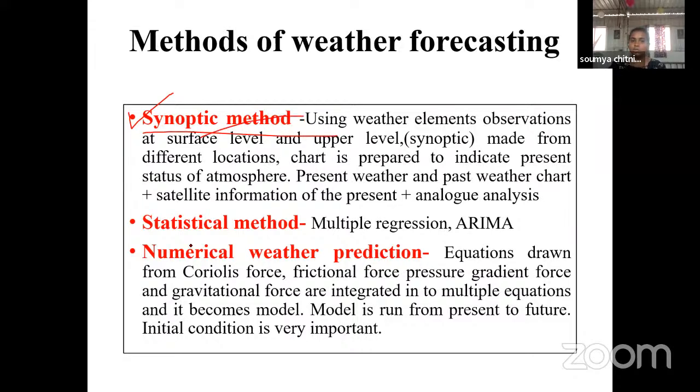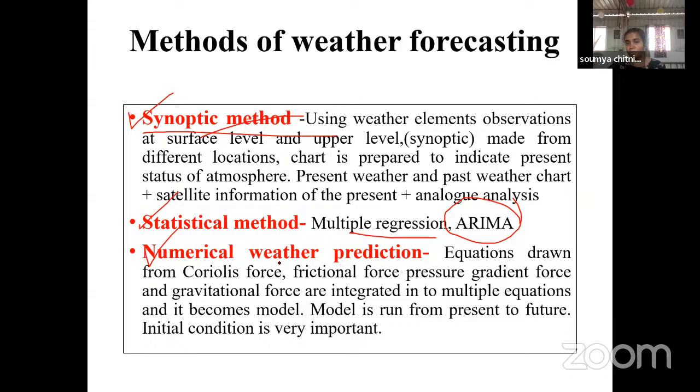All right. And the next one is the statistical method, where they use multiple regression, just like one model, ARIMA, the auto regression model. So this can also be used. Various regression models are installed into the software and interpreted likewise. This statistical method is helpful for short and long range forecasting.